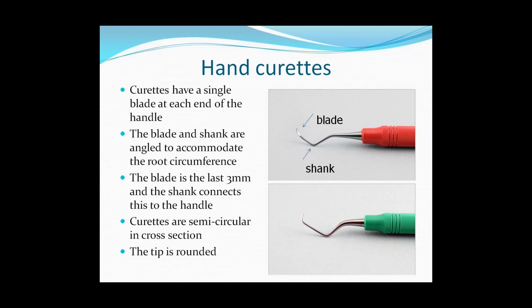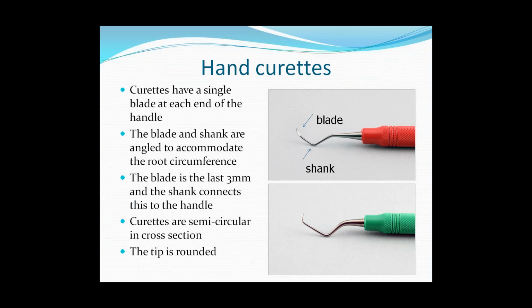So a curette is an instrument. It's a hand instrument or it's an ultrasonic instrument, but they look the same. And a curette has a single blade on the end. As you can see here, there's two types of curettes. The curette on the top is called a Columbia. The one on the bottom is called a Gracie.